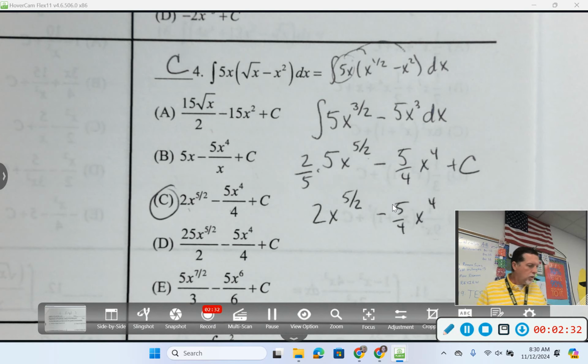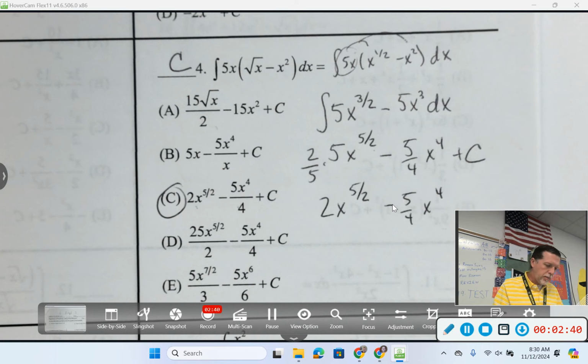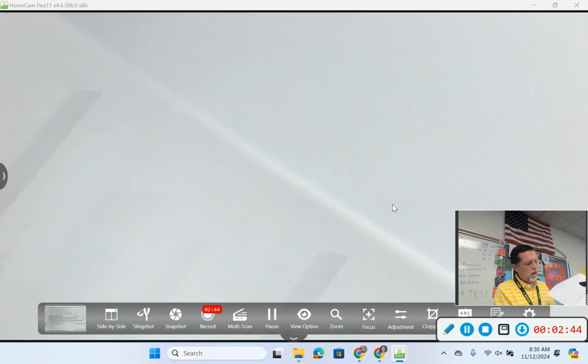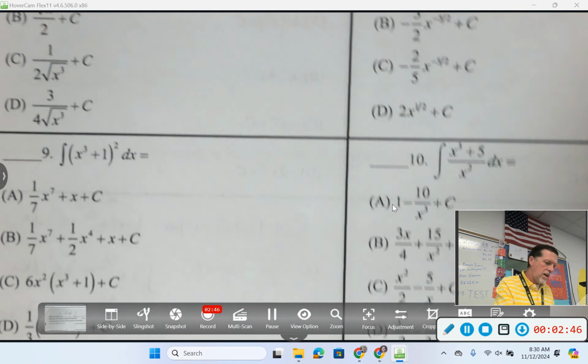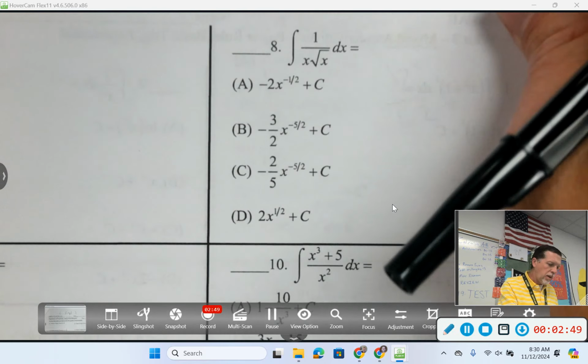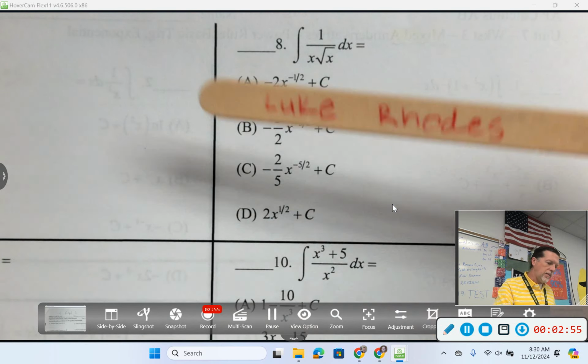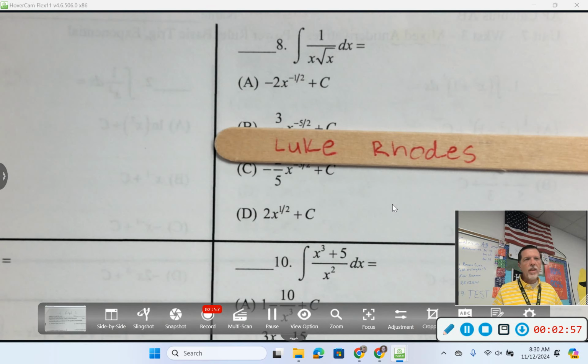So 1, 2, 3 doesn't need any algebra, 4 needed algebra, 5 needs algebra first. 6 isn't too bad. Let's see. Ooh, speaking of algebra, how about number 8? Number 8. Luke, tell me something about number 8. I don't like the way number 8 looks right now.